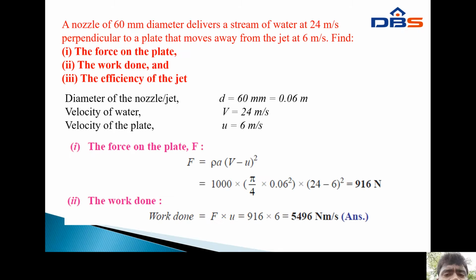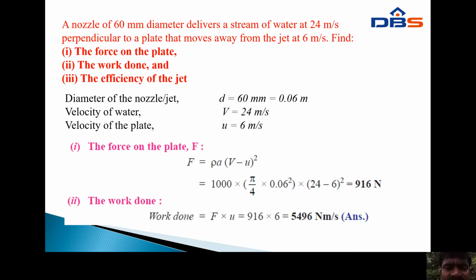Next, small problems on these derivations. A nozzle of 60 mm diameter delivers a stream of water at 24 meter per second, perpendicular to the plate that moves away from the jet at 6 meter per second. Find the force on the plate, the work done, and the efficiency of the jet. These three quantities are calculated in this problem by using the given data.